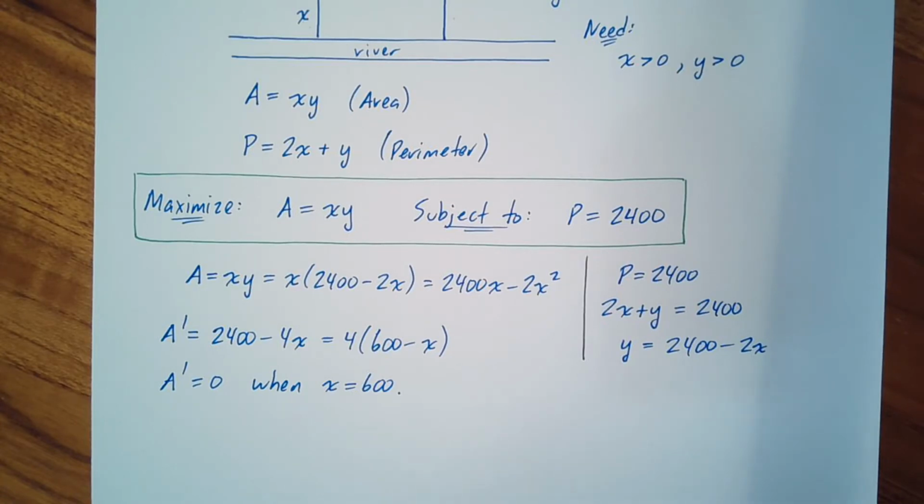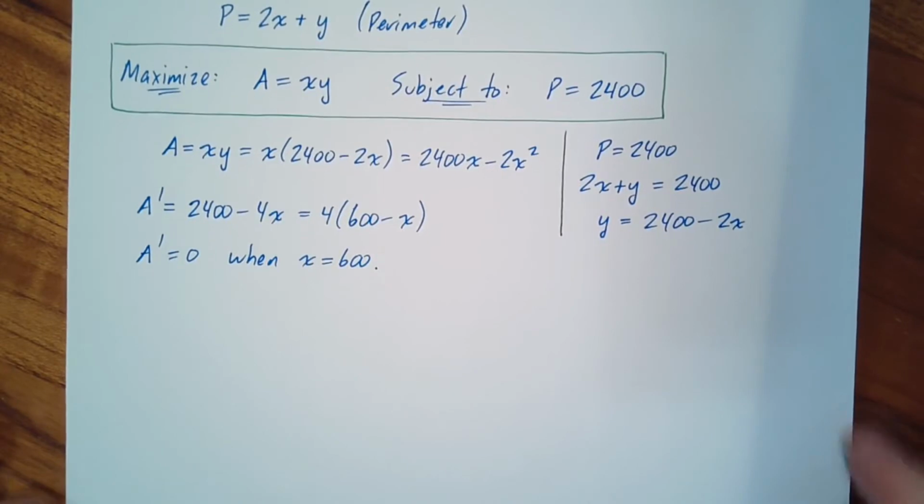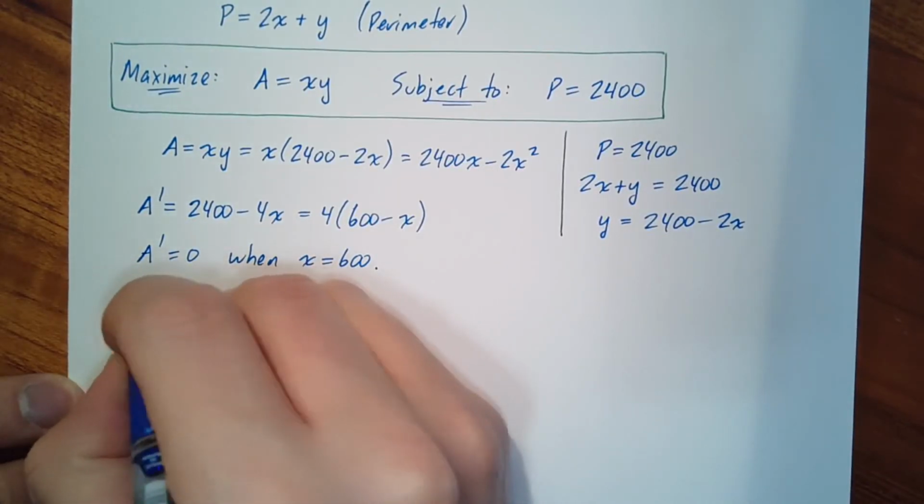Now, are there going to be any other critical numbers? Do we have to look for type 2 critical numbers? Our A prime is equal to 2400 minus 4x. That's a linear function, right? It's a specific type of polynomial which is defined everywhere. So you're not going to have any type 2 critical numbers. So this is the only critical number. So when we go to do our first derivative table, we only have one critical number to worry about. So let's set that up now.